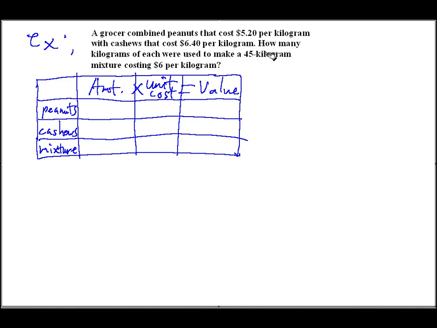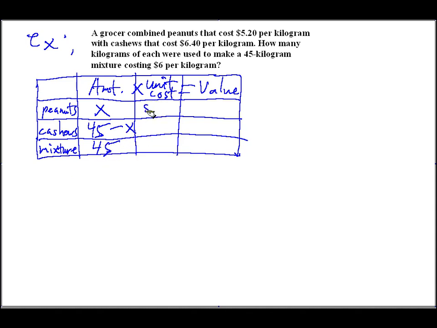However, look at this one. How many kilograms of each were used to make a 45-kilogram mixture? So I do know the amount of my mixture is 45 kilograms. I want to make a 45-kilogram bag of peanuts and cashews. But of the 45 kilograms, I don't know how much will be peanuts and how much will be cashews. So let's make one of them X. Let's say of the 45 kilograms, X kilograms will be the peanuts. That means how many cashews, what's the amount of cashews? Well, it's going to be 45 minus X. Can we see that? Not too bad now, because the total is 45, right?